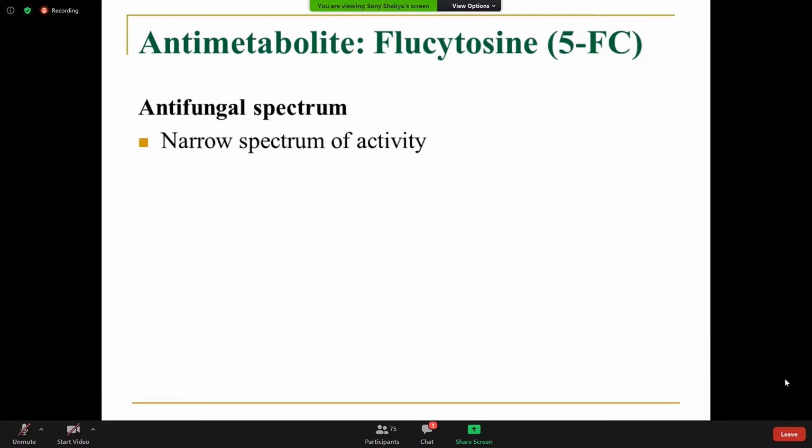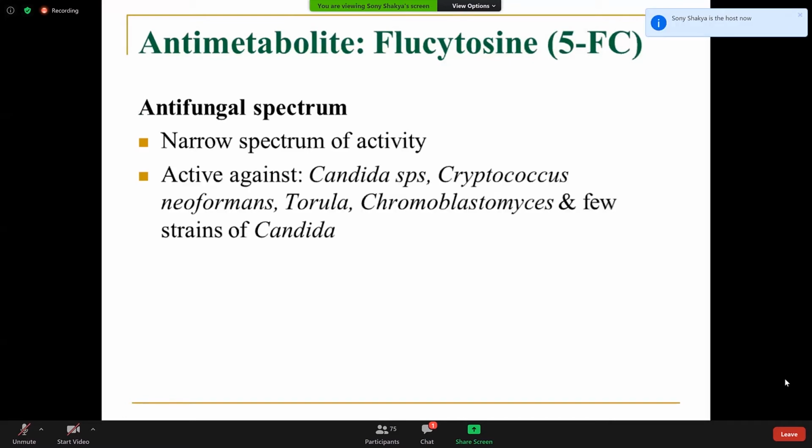Okay, let's start from here. So it is a narrow spectrum drug. It is mainly active against these fungi.